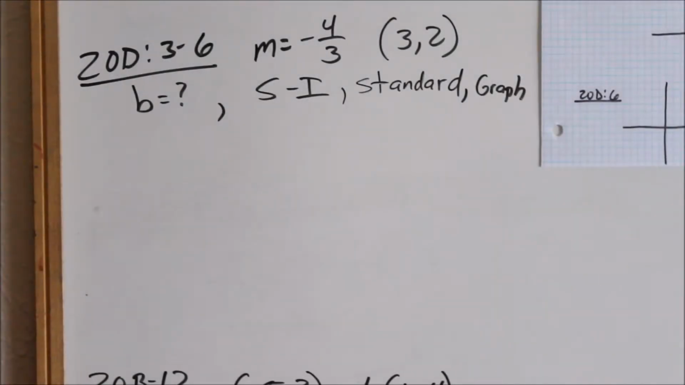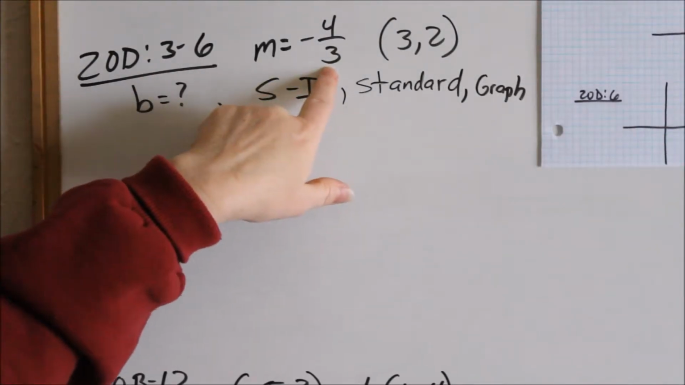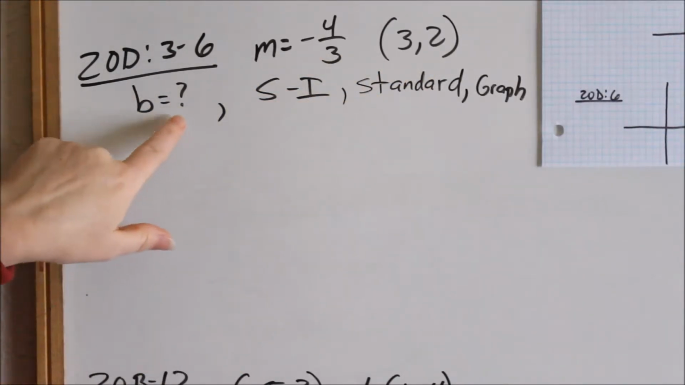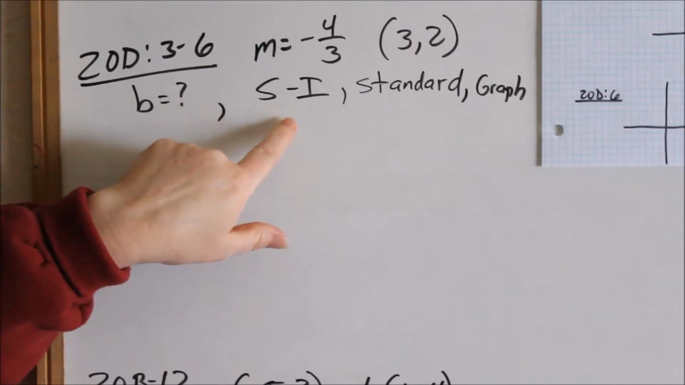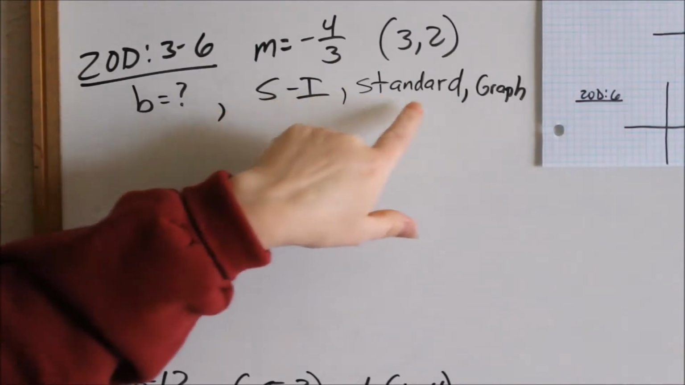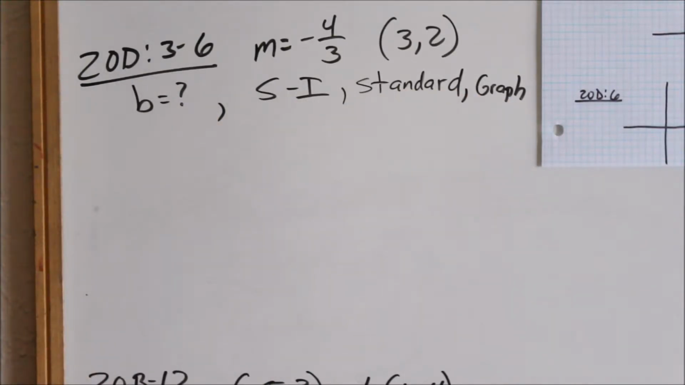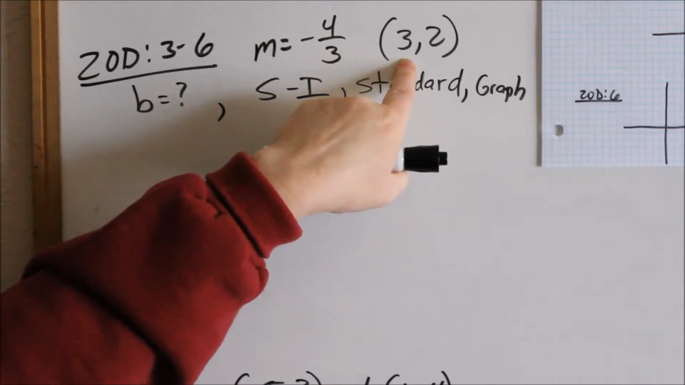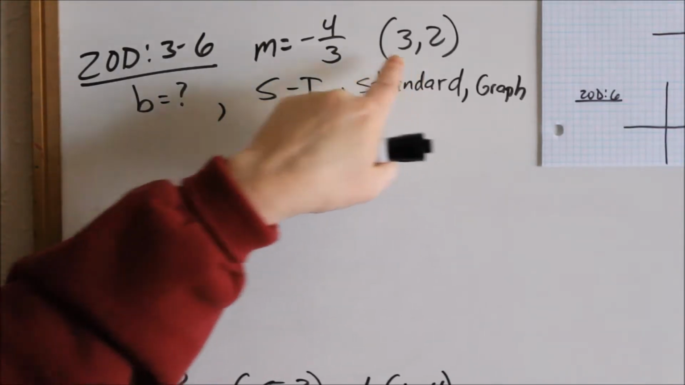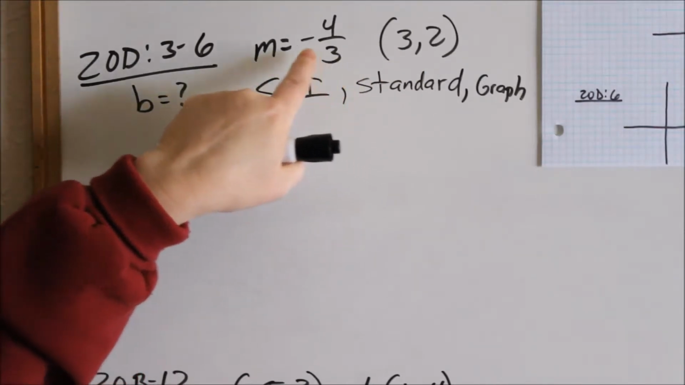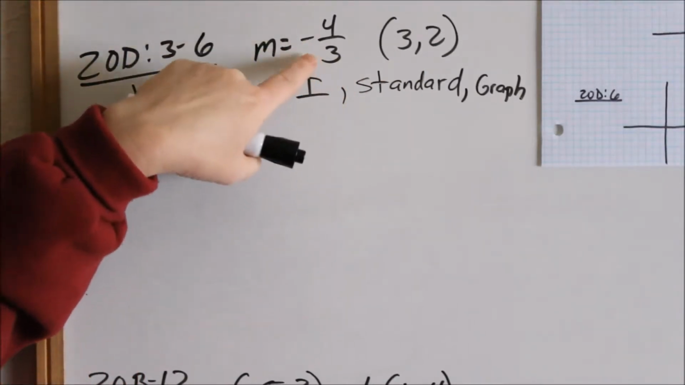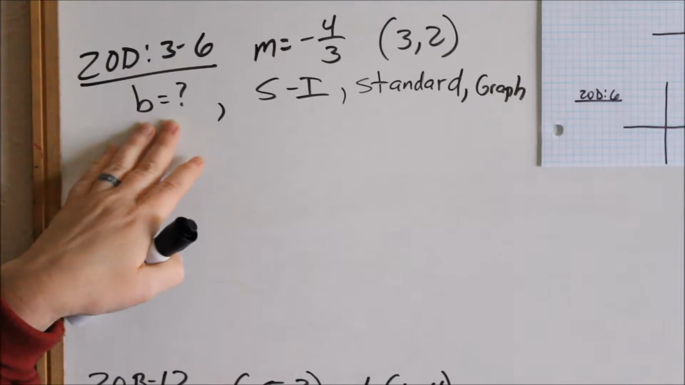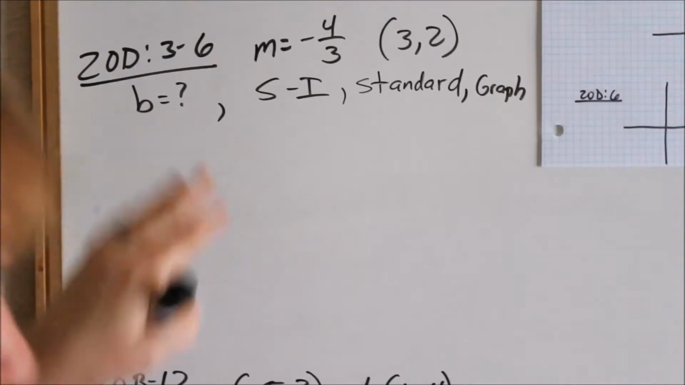Okay, we're looking at 20D 3 through 6. You're given a slope of -4/3 and it says that the line goes through the point 3, 2. We are asked to find the y-intercept and then put the equation in slope-intercept form, standard form, and then to graph it. Yes, you could graph this with the information that they have given you here. You could plot the point, and then count your slope. Slope is rise over run. So this would be going down 4, going to the right 3. But instead of doing that, we're going to go through all the calculations and then we're going to graph the equation of the line once we have the equation of the line.